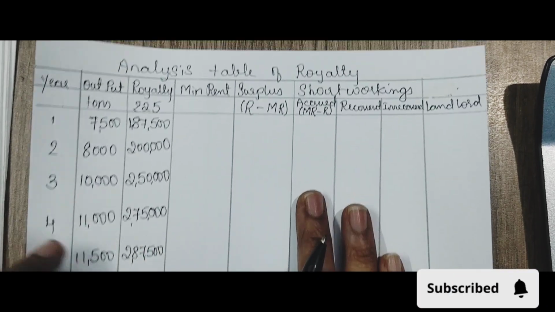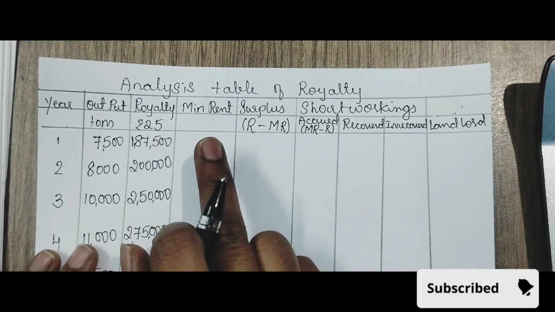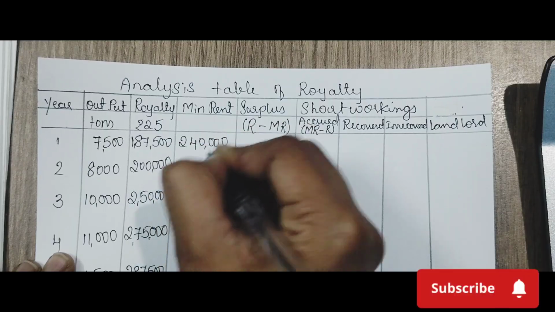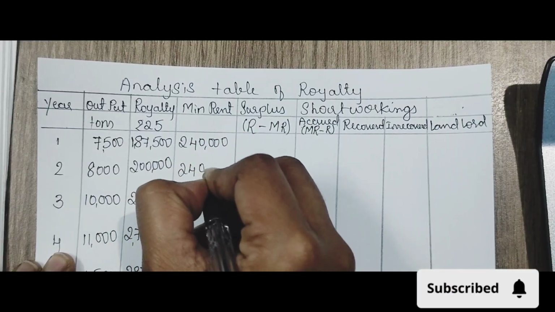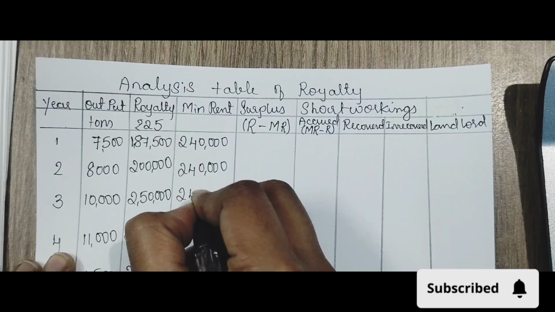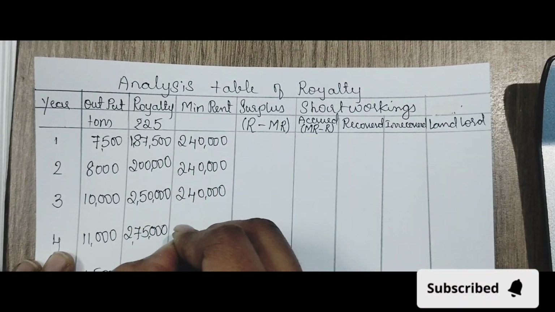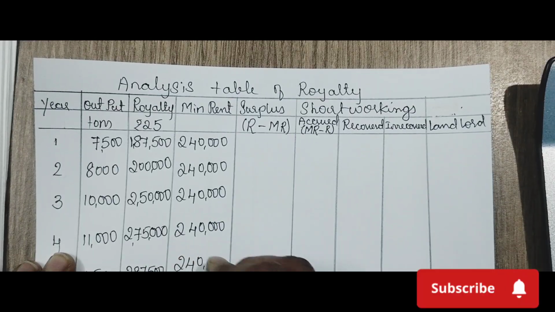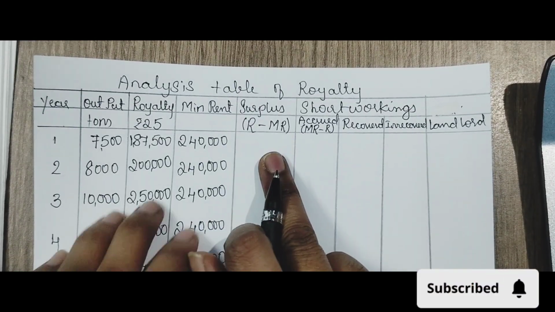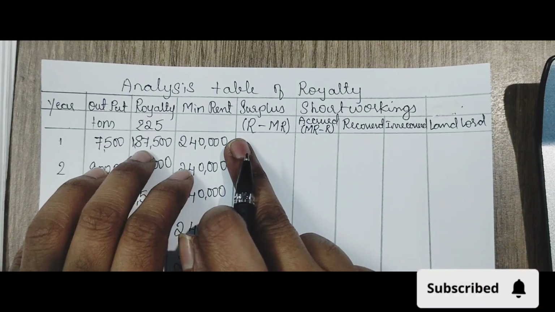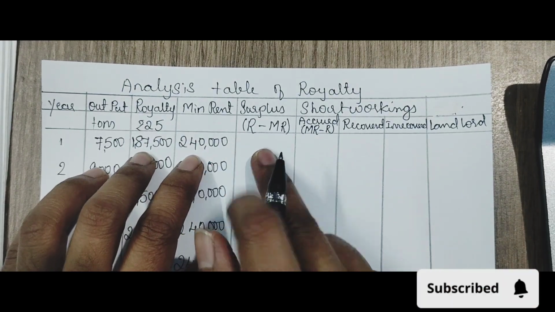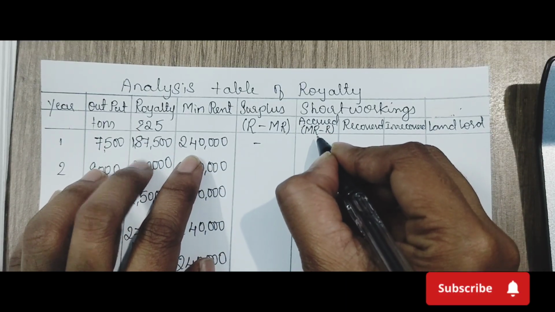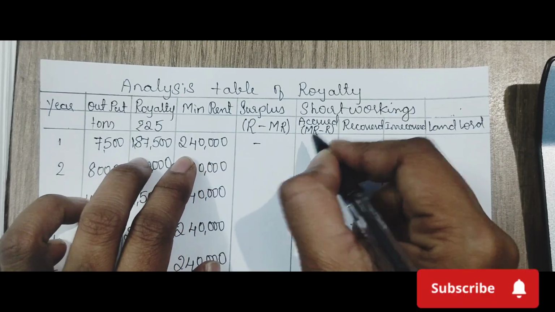Minimum rent. It is fixed rent or a dead rent. It is going to remain the same for all the years. That is 2,40,000 given in the question. Okay, 2,40,000 for all the years. Now, surplus. Surplus is when royalty is in excess, more than the minimum rent, then it is called surplus. Here you can see there is no surplus, but short working is there. That is, short working has occurred because minimum rent is more than the royalty.